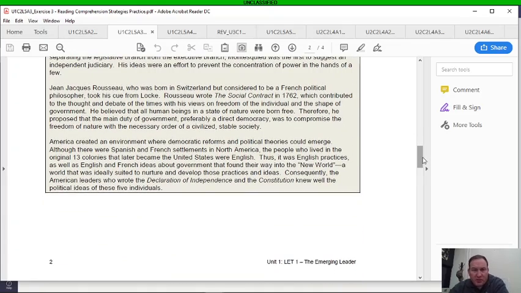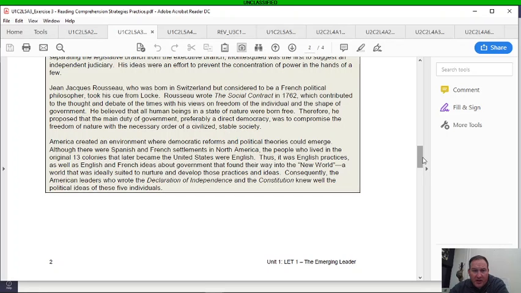Jean-Jacques Rousseau, who was born in Switzerland but considered to be a French political philosopher, took his cue from Locke. Rousseau wrote The Social Contract in 1762, which contributed to the thought and debate of the times with his views on freedom of the individual and the shape of government. He believed that all human beings in a state of nature were born free. Therefore, he proposed that the main duty of government, preferably a direct democracy, was to compromise the freedom of nature with the necessary order of a civilized, stable society.